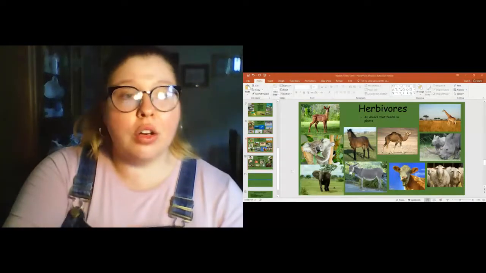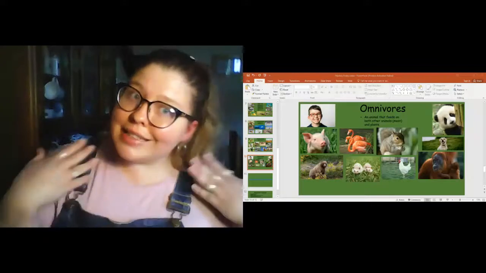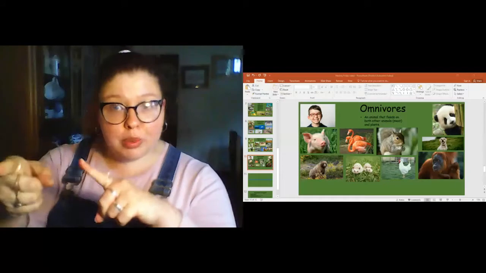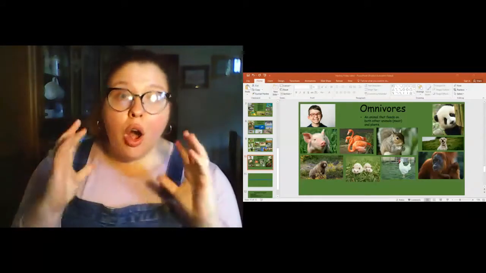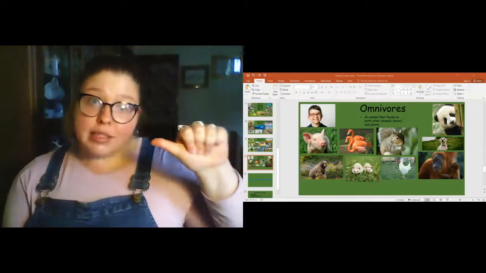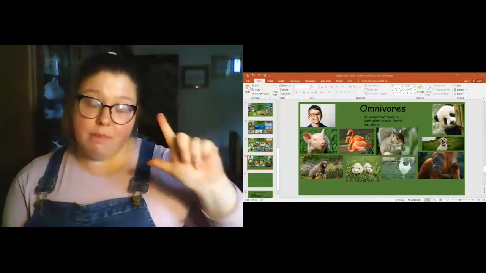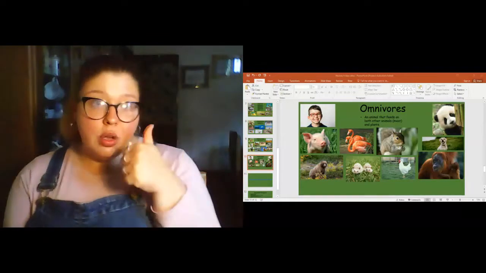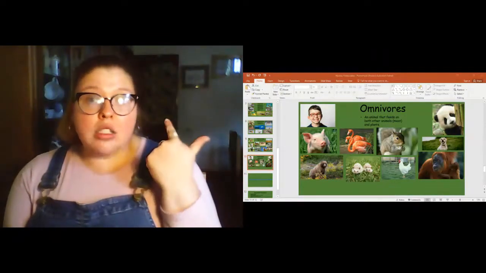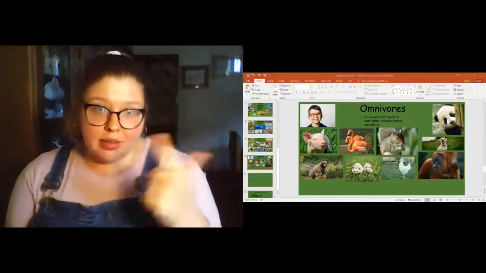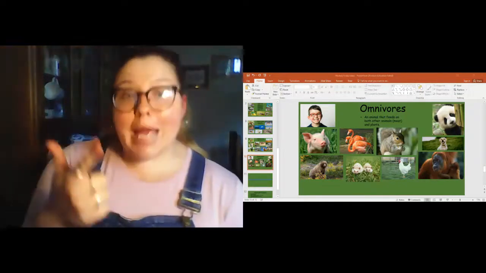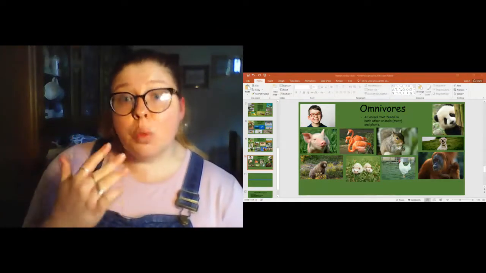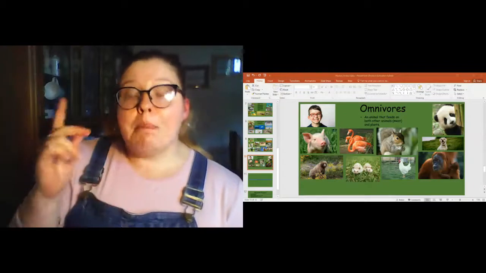And then we move on to our third group, and this is our group. Okay, when we are grouped based on what we eat, we are grouped into omnivores. So omnivores are animals that eat meat and eat plants. Okay, so we feed on other animals where we get our meat from, and we also eat plants. So humans are omnivores, pigs are omnivores, flamingos are omnivores, squirrels are omnivores, pandas are omnivores.